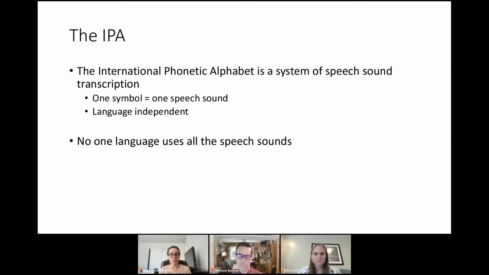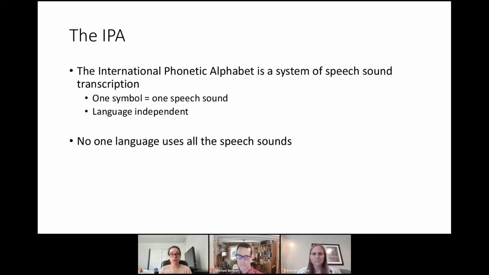And the important thing that you have to have in mind is that each symbol in the International Phonetic Alphabet table will correspond to one speech sound, that is, one combination of place, manner, and voicing. And the IPA is supposed to be language independent. That is, it's not a writing system just for English or for Portuguese or for Spanish. It's supposed to account for every single language that we know of.